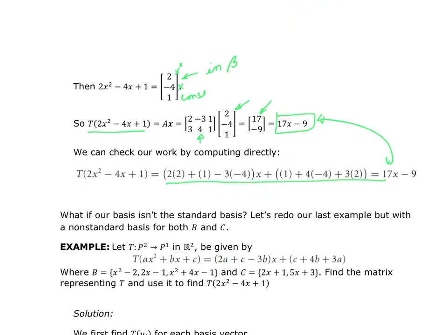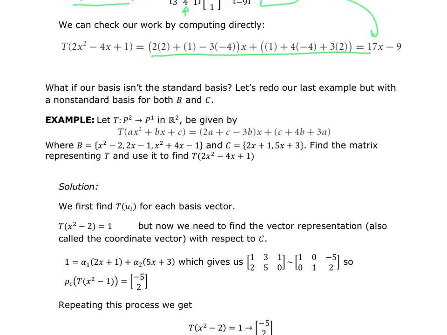It is not the standard basis for polynomials, and so my u sub 1 is this, my u sub 2 is this, and my u sub 3 is this. So these are non-standard vectors for my basis in polynomials of degree 2. And then my C basis is, this is v sub 1 and this is v sub 2.